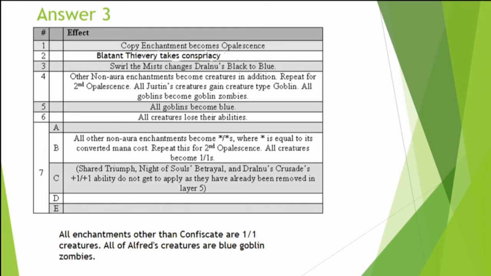Copy enchantment becomes opalescence. Blatant thievery takes conspiracy. Swirl the mist changes draw news black to blue. And there's where other non-Aura enchantments become creatures in addition. You repeat it for the second opalescence. Then all Justin's creatures gain goblin. All goblins become goblin zombies. All goblins become blue. All creatures lose their abilities. Then you have where opalescence sets the stars. And then because of the last timestamp, everything becomes 1/1s. And then Shared Triumph, Knight of Souls Betrayal, and Draw News Crusade apply. So basically all enchantments other than Confiscate are 1/1 creatures. And pretend that Confiscate isn't there.